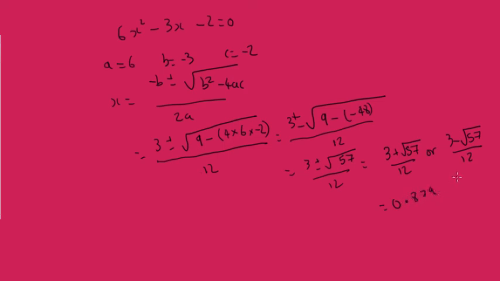and that gives us, to three significant figures, 0.879 or minus 0.379, and that's the quadratic formula. That helps in my calculator.